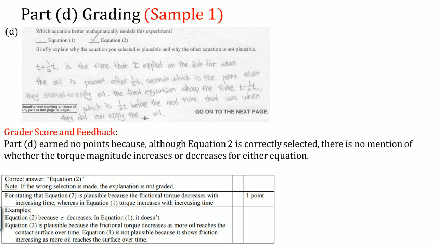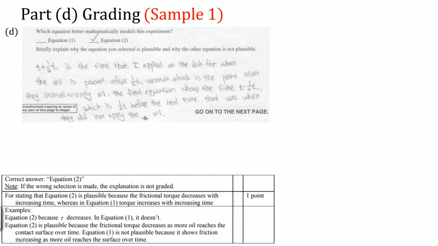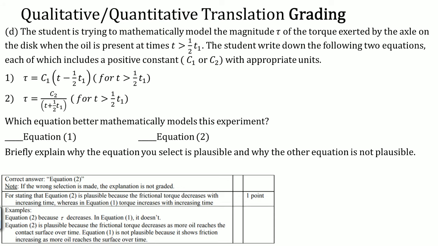And here it says that no points were earned because although they chose correctly, there's no mention of whether the torque or the magnitude increases or decreases in either equation. Let's see what the student wrote. T plus 1/2 t is the time that the torque applies on the disc when the oil is present after 1/2 t seconds, which is the point they start applying the oil. The first equation shows t minus 1/2 t, which is 1/2 t before the real time. That was when they did not apply the oil. Yeah, that does not explain why that would be better.